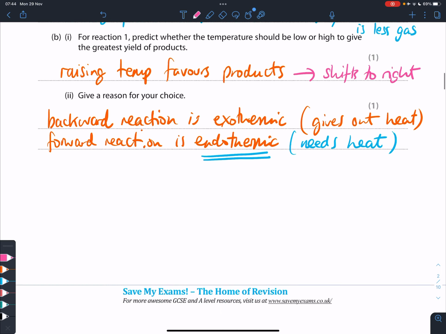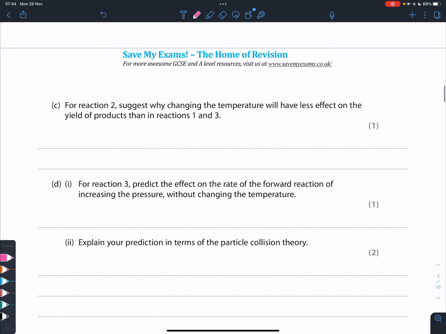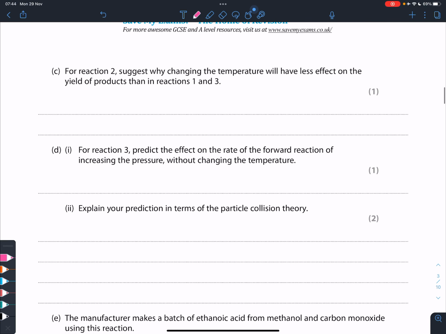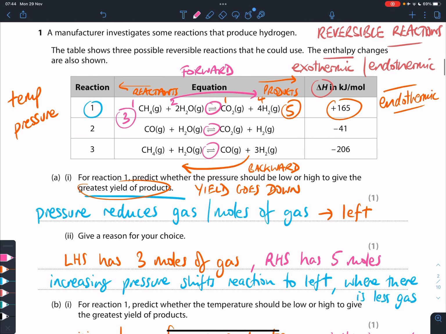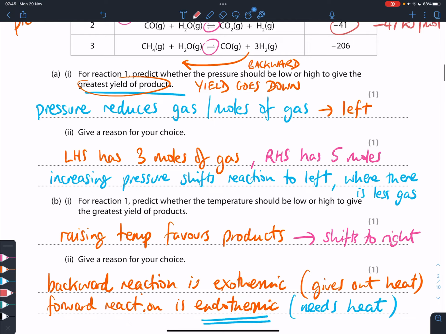Right, let's look at the next part. For reaction 2, suggest why changing the temperature will have less effect than reactions 1 and 3. So let's go back to the table. Let's look at the numbers. The difference between the reactants and products in terms of the heat, or the enthalpy change, is very small here. It's minus 41 kilojoules per mole. And the others have a much bigger enthalpy change of reaction. So an effect on temperature.